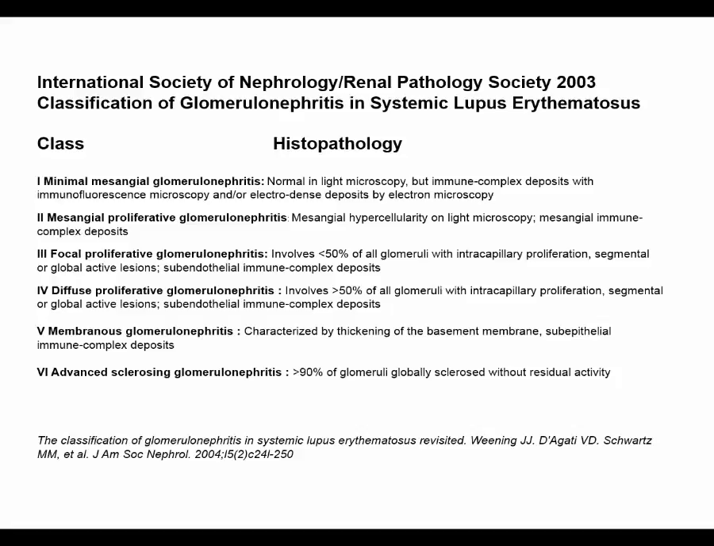Again, there can be an overlap, but in general, membranous has subepithelial deposits like we talked about, and these patients will present more with proteinuria as opposed to a very active looking urine sediment or red cell casts. So if you see a lupus patient with 4 or 5 grams of proteinuria, before we biopsy the patient, we are thinking this is probably membranous.